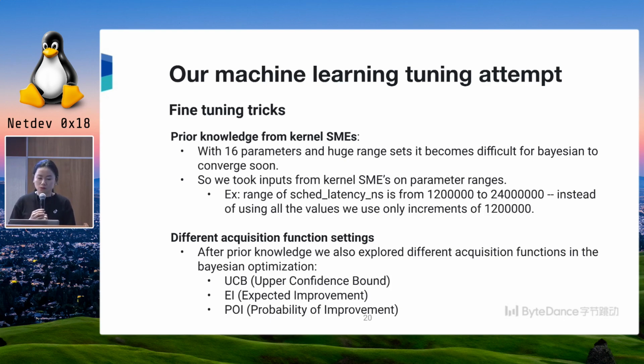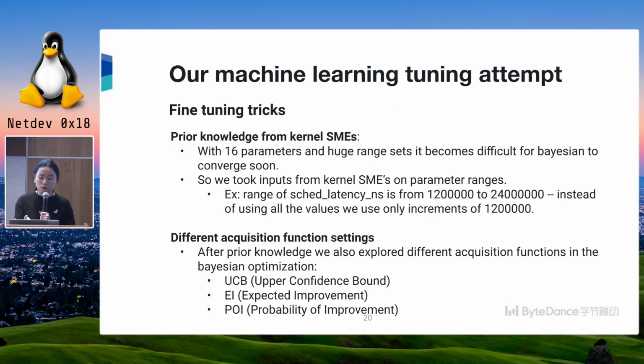Here, I also want to share with you some fine-tuning tricks that we have deployed from the machine learning perspective. The first one is that prior knowledge from the kernel SMEs is useful. When I began at the very start, we had 16 parameters, and each of the parameters had a wide range set. It's quite difficult for the Bayesian optimization to converge. So we took some input from the subject matter experts to ask, what do you suggest? What's the min to max range? And what kind of steps should the tuning take to do the tuning better?